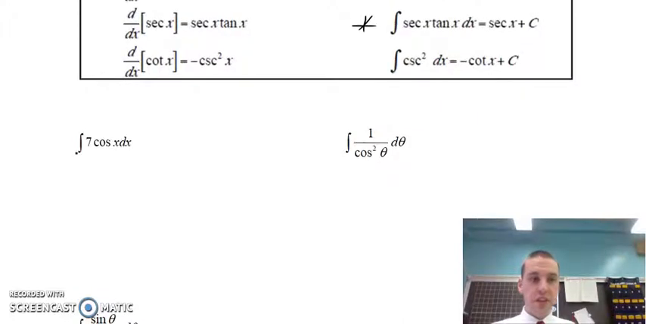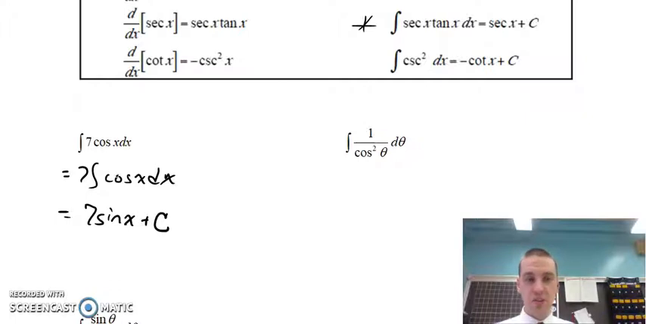So if we look at the first one, again, we can bring that 7 out in front: 7 times the integral of cosine x dx. I put this on there because the sign does not change. It's 7 sine x plus c. The integral of cosine x does not change signs. It just becomes sine x.